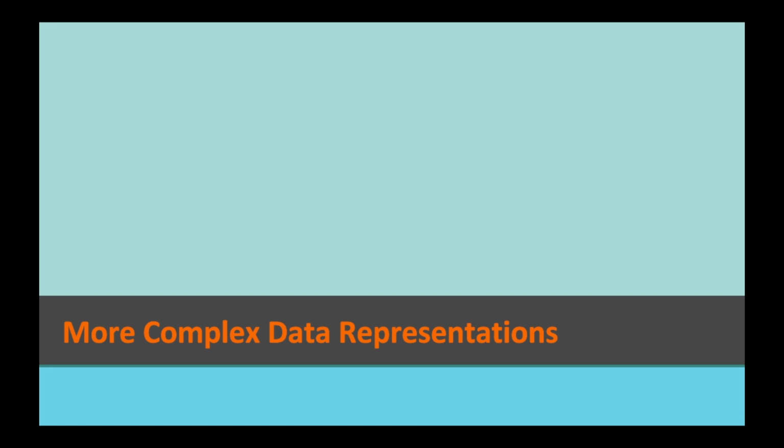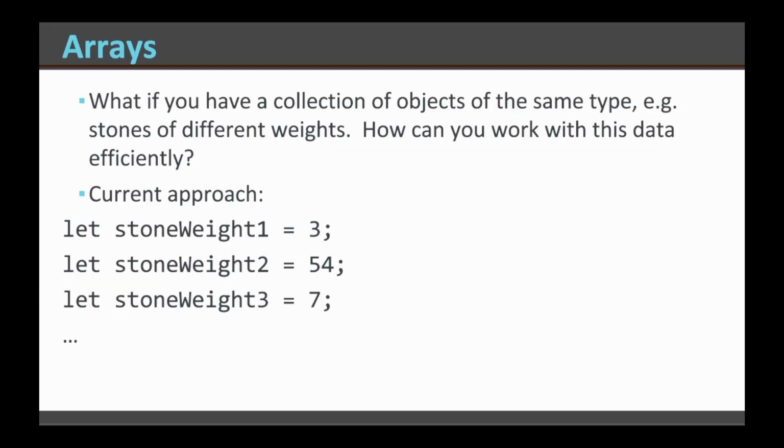So objects and arrays. We'll start with arrays today. And so the big question that arrays answer is, what if you had a collection of objects that were all the same type? Like stones of different weights. How can you work with this data efficiently?